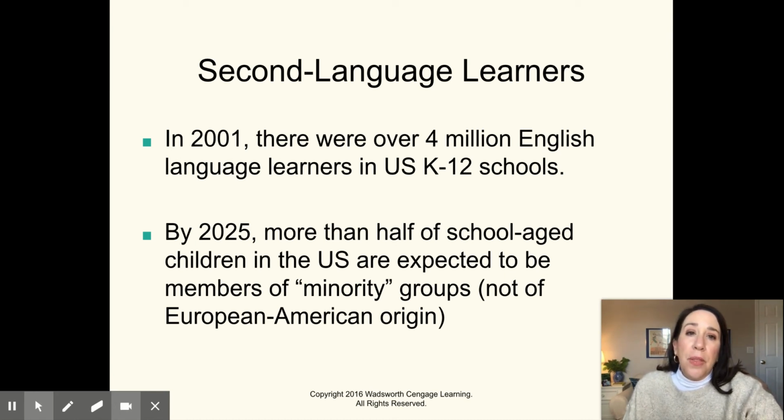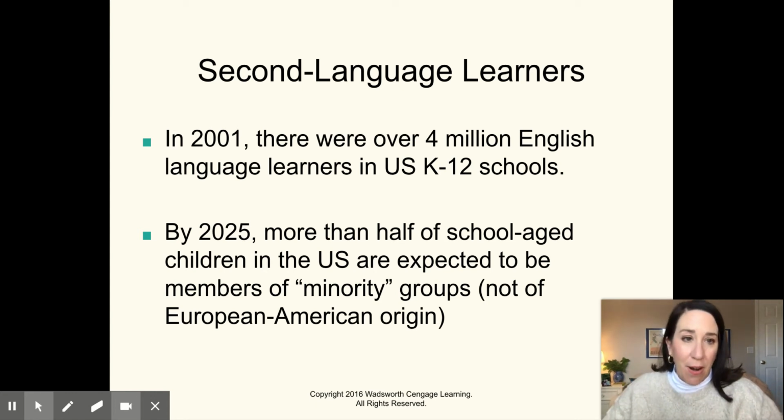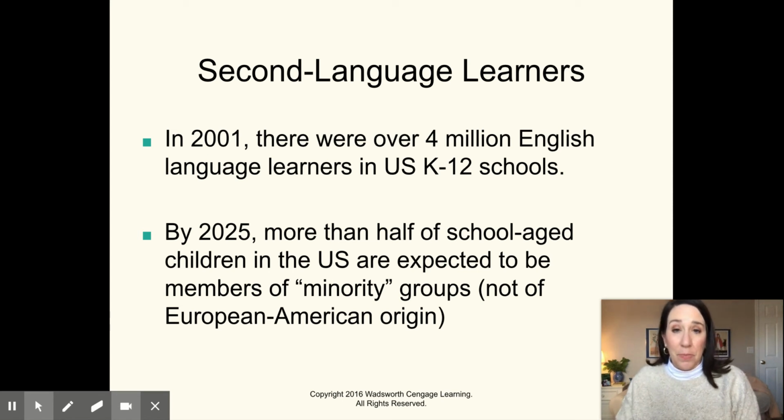In 2001, there were over 4 million English language learners in U.S. K through 12 schools. By 2025, more than half of school-age children in the U.S. are expected to be members of minority groups. So I don't know how you can be considered a minority when your groups are making up more than half of the population. But because it's scattered among different groups, it becomes minority groups.